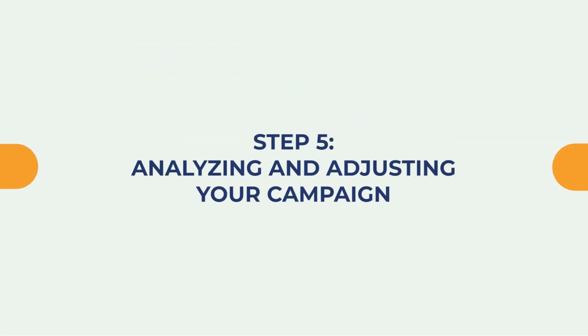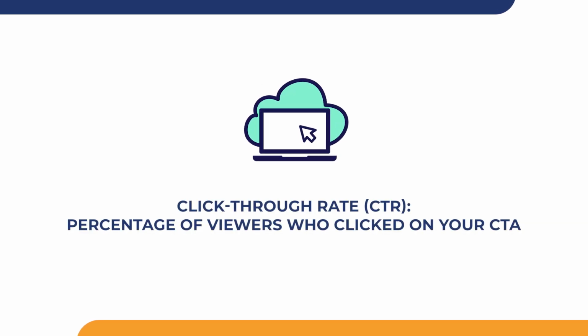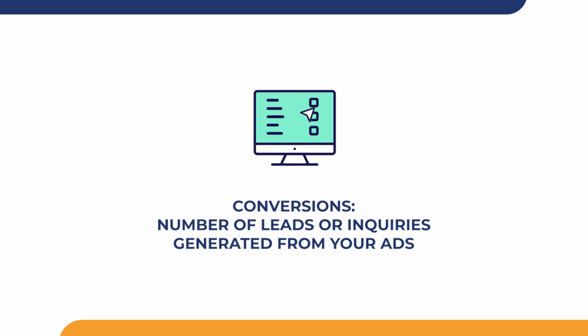Step 5. Analyzing and adjusting your campaign. After your campaign is live, monitor its performance using YouTube and Google Ads analytics. Key metrics to track include view rate, the percentage of people who viewed your ad, click-through rate or CTR, percentage of viewers who clicked on your call to action, and conversions, number of leads or inquiries generated from your ads.